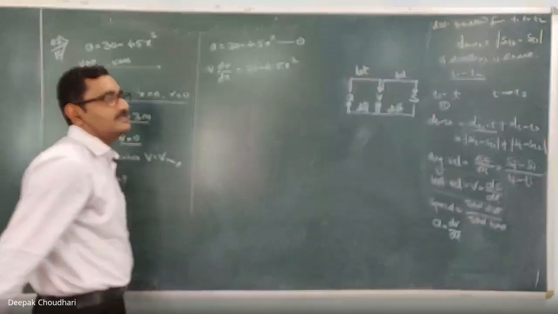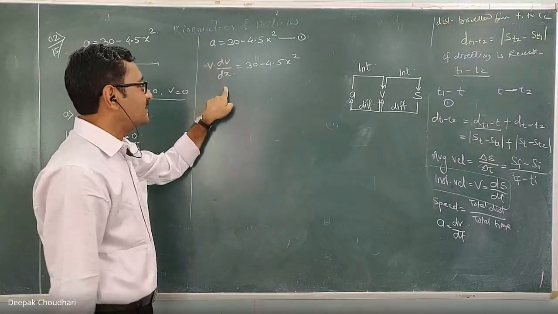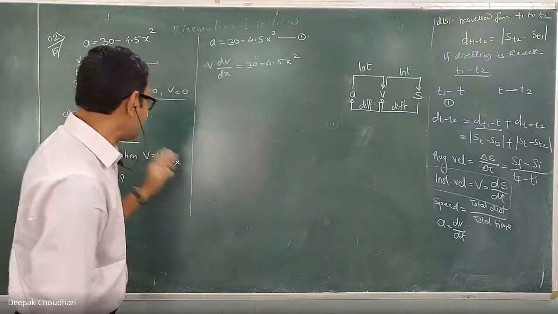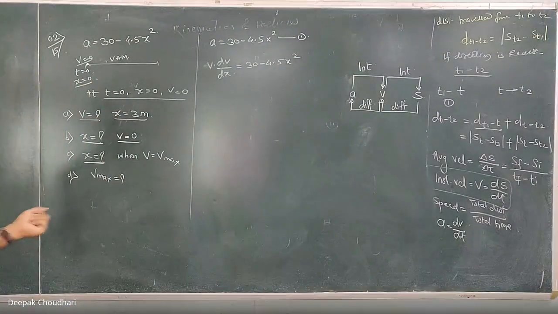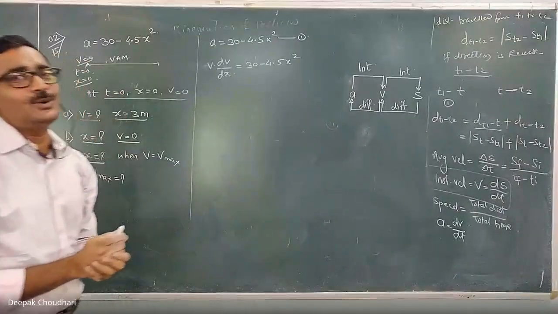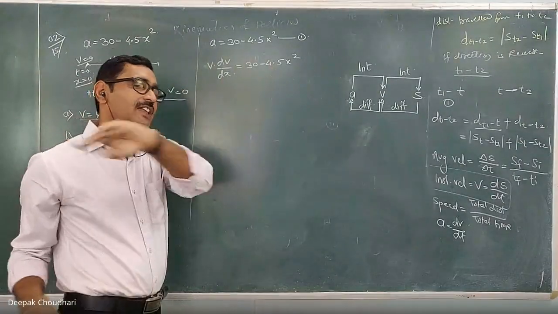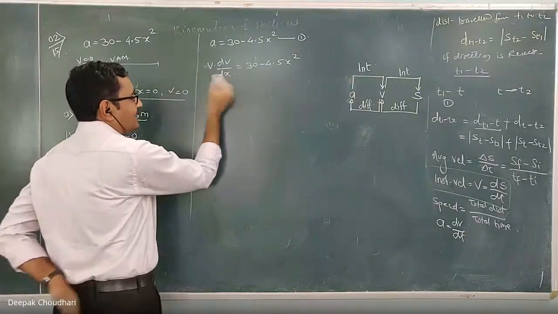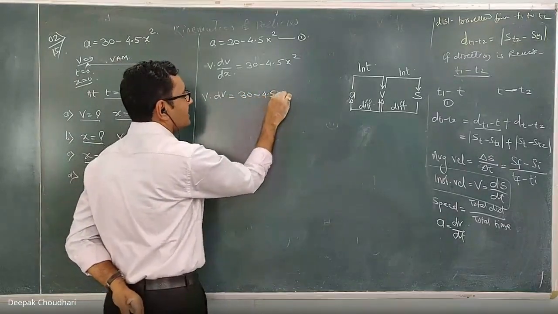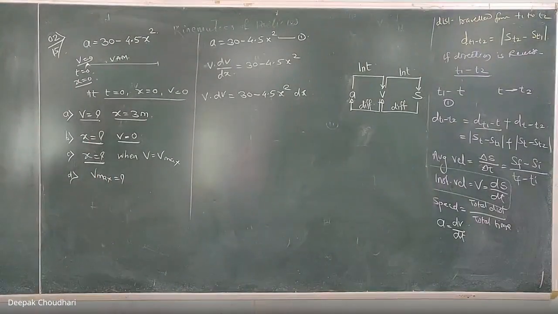I said replace this a by v into dv by dx. Don't replace it by dv by dt. If you replace it by dv by dt, then there will be 3 variables. We don't want 3 variables. And if you replace with dv by dt, you will not get the relation in terms of v and x. So I want the relation between v and x. That's why I replace this a by v into dv by dx. And the easiest method is to just remember that 3 variables should not come in the equation. That's all. Okay, then separate the variables: v into dv equal to 30 minus 4.5 x square into dx. I separated them, taking the x term on one side and the v term on the other side.